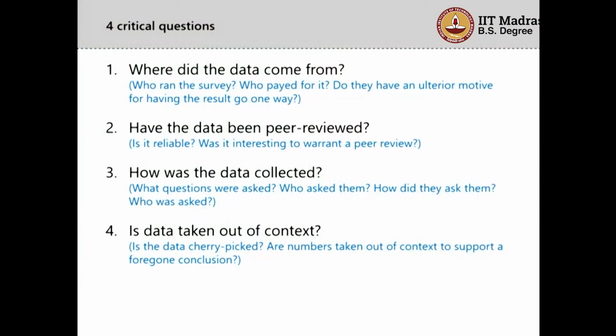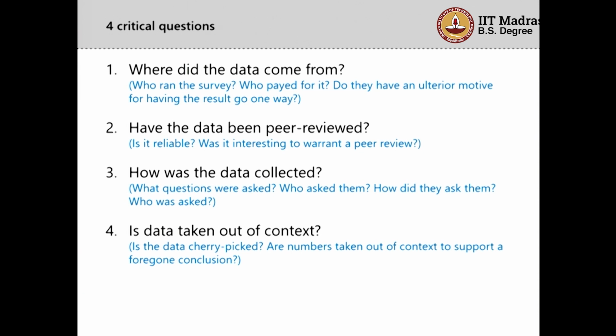Is the data taken out of context, right? So that's cherry picking of data, which is that you only pick the data from a large data set that supports your narrative, right? So that will also tell you. People who do that analysis should also present you with the entire data set, right? So that you can verify for yourself whether only convenient data has been chosen for the purpose of analysis and inconvenient data has been left out. Okay. So cherry picking is not allowed. Are the numbers being taken out of context to support a foregone conclusion?